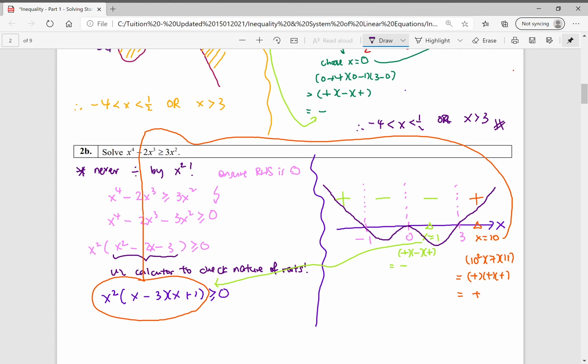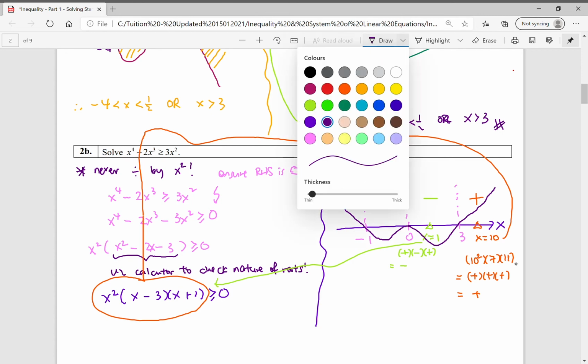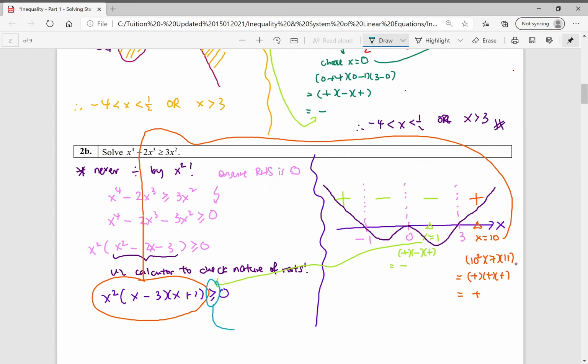But regardless, let's complete the question. We need to solve for greater than 0. So take a look at the final statement: we're solving for greater than or equal to 0 over here. Which means I need to basically choose all the positive regions. Therefore, x is less than or equal to -1, or x is greater than or equal to 3. But here comes the tricky part.